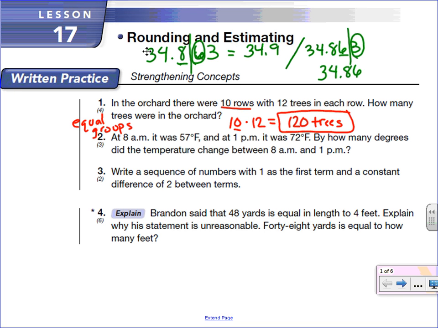At 8 a.m. it was 57 degrees, and at 1 p.m. it was 72 degrees. How many degrees did the temperature change between 8 a.m. and 1 p.m.? This is a comparing problem from lesson 3. And in comparing, you take the greater number, which in this case is 72, minus the smaller number, which is 57, and that gives you the difference, or how much it's changed. Well, 57 plus 5 would give me 62, and then 10 more would be 72. So it changed by 15 degrees Fahrenheit between 8 a.m. and 1 p.m.